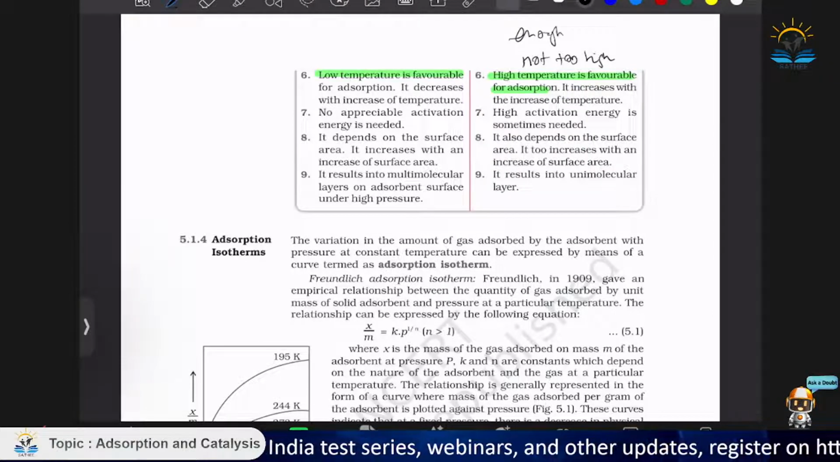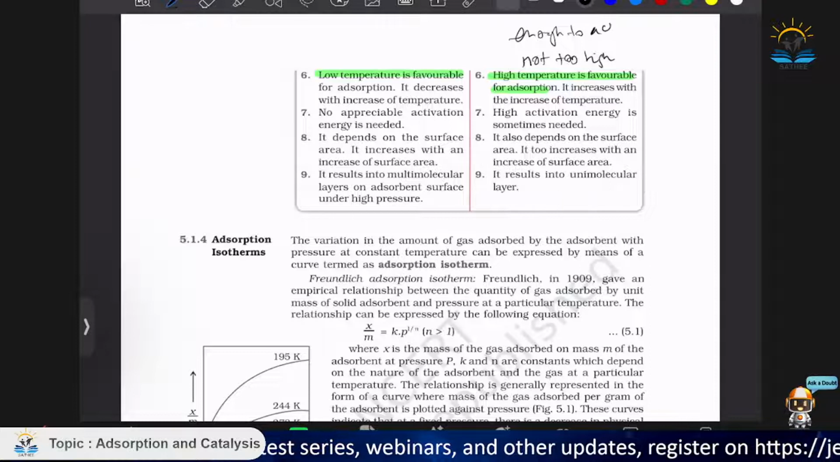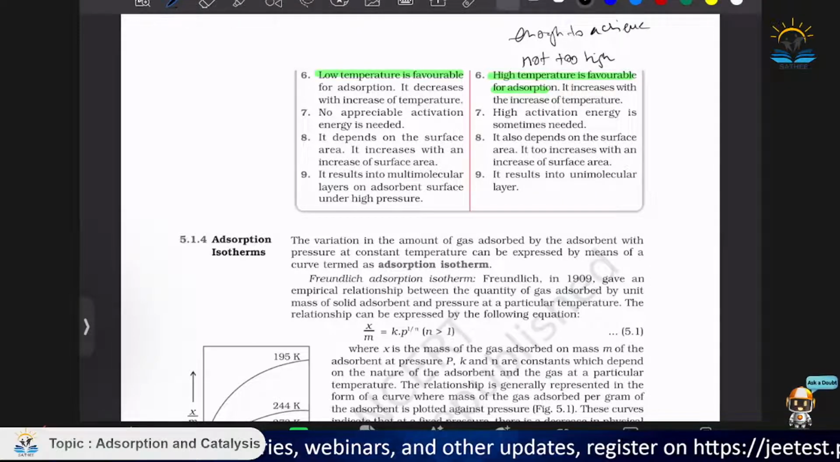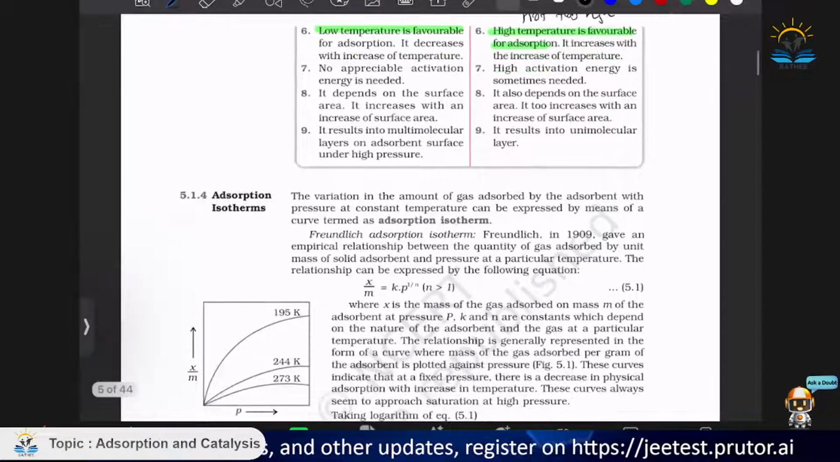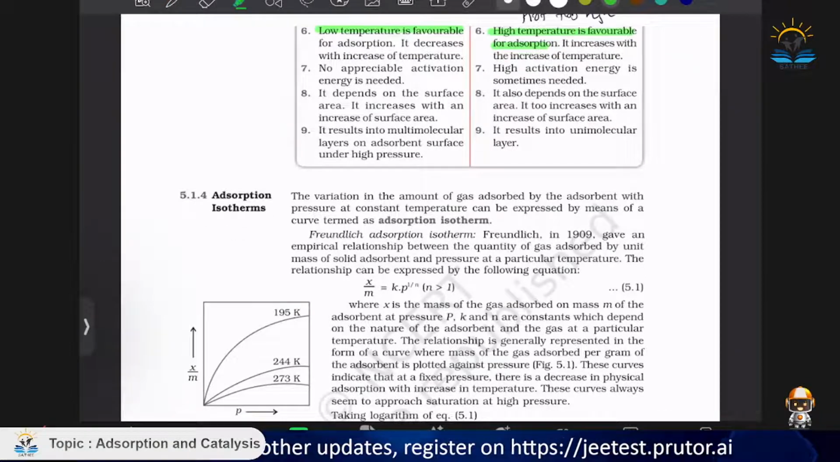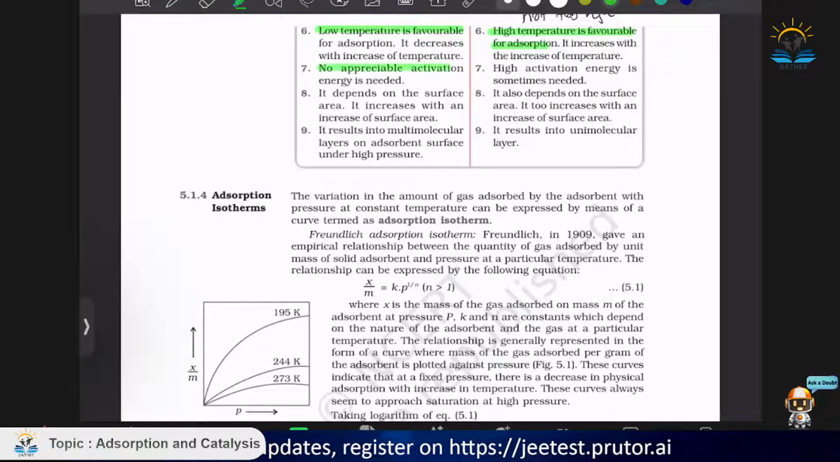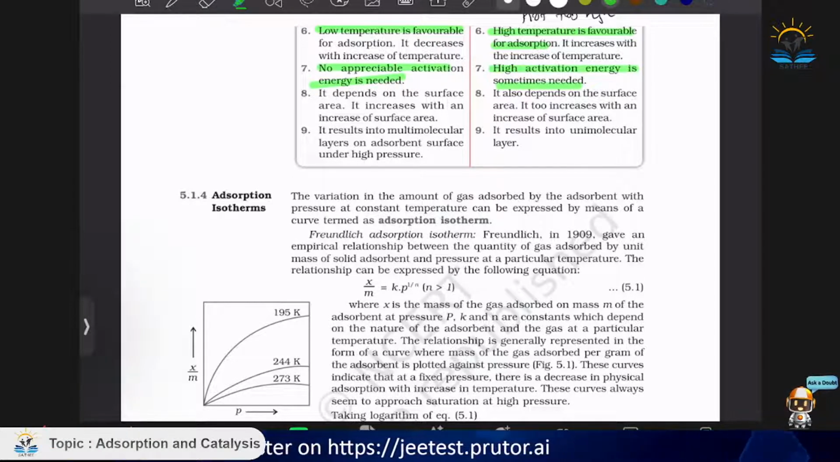Enough to achieve activation energy. Only that much heat is required. Now, no appreciable activation energy is there. Here, high activation energy is there. Then in physisorption, surface area again. Here also it increases with surface area.